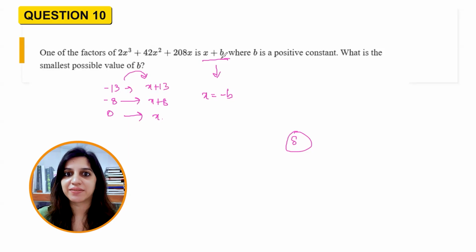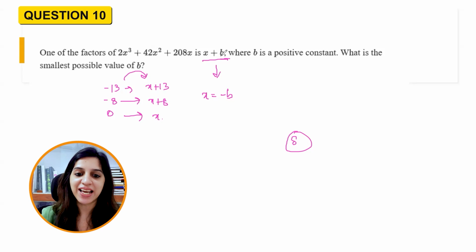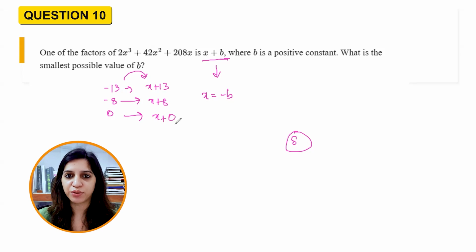So it is 8. Some of you now will come up with the doubt and say, this one has got x plus 0. So why not 0? 0 is always smaller than 8. Yes, it is. But it's not a positive constant. B needs to be a positive constant.